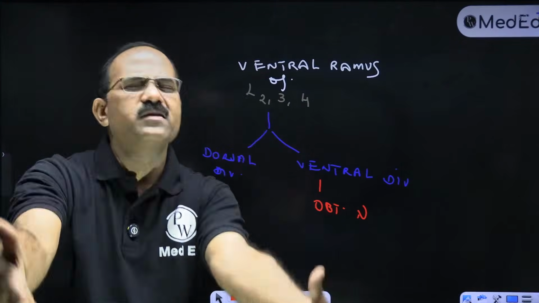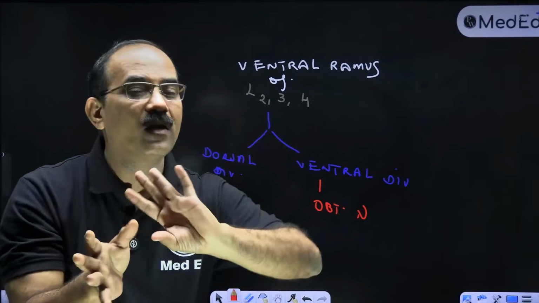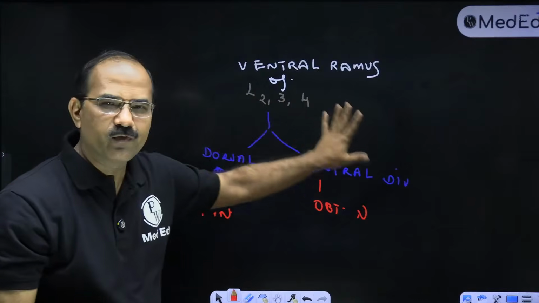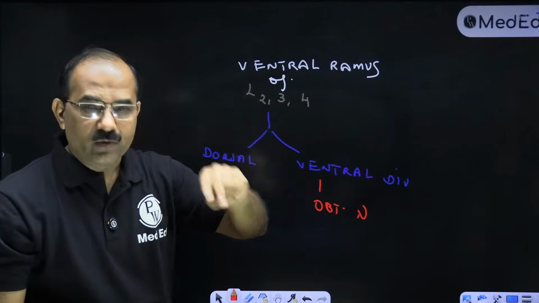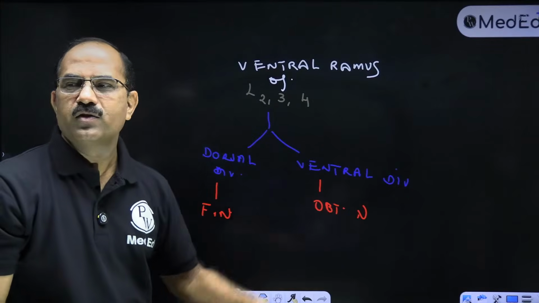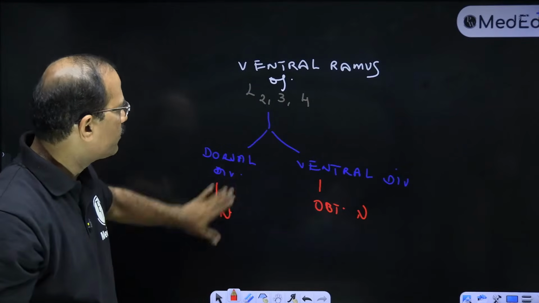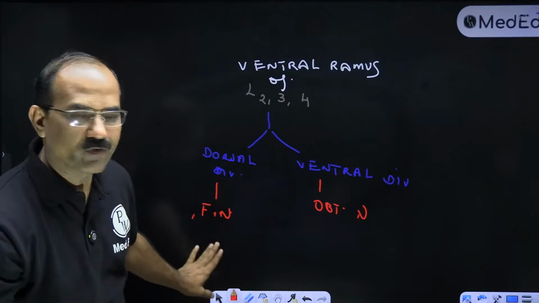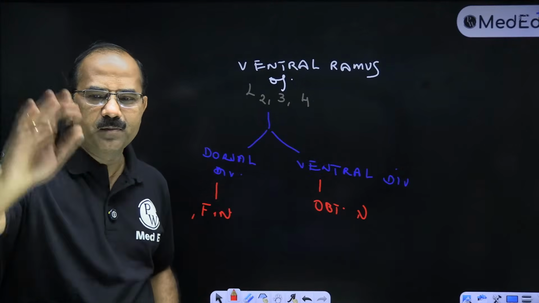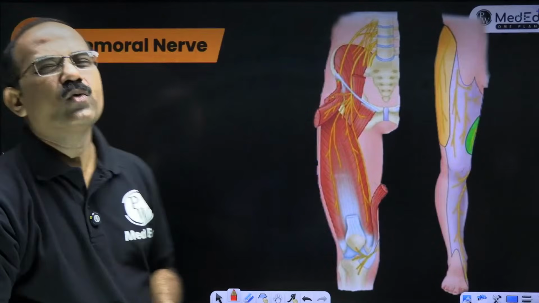Any plexus कैसे बनता है? How is a plexus formed? By the ventral ramus. So ventral ramus of L234 है. L234 ventral ramus divides into a dorsal and ventral divisions. So dorsal divisions of the ventral rami of L234 से बना femoral nerve, ventral division से बना obturator nerve. Fine, perfect है. Now something more about the femoral nerve.